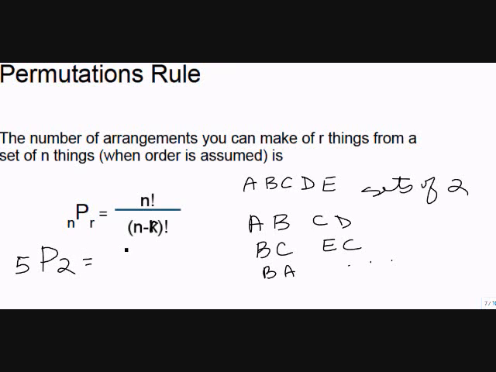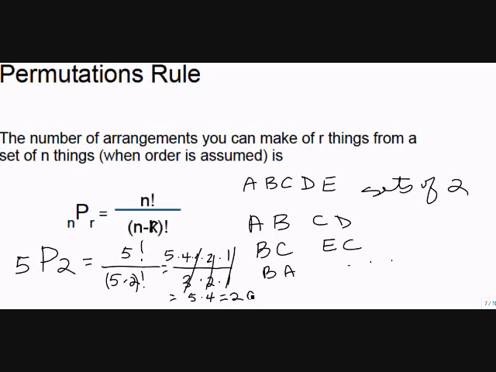By formula, that is 5 factorial divided by 5 minus 2 factorial. 5 factorial is 5 times 4 times 3 times 2 times 1. 5 minus 2 is 3. 3 factorial is 3 times 2 times 1. The 1's cancel, 2's cancel, 3's cancel, and it ends up being 5 times 4, which is 20 ways.